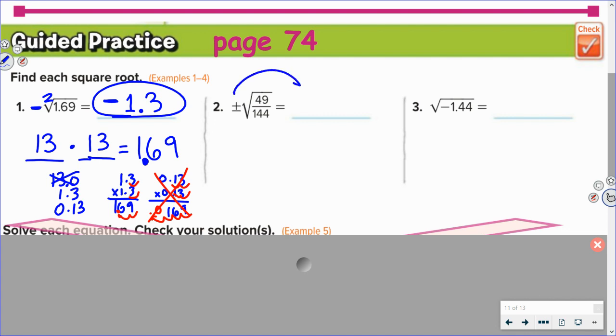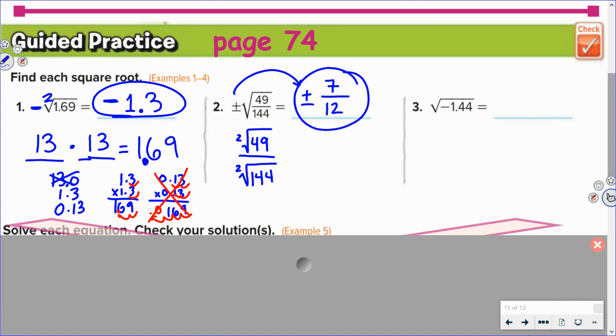For number 2, Mr. Callan said just write that symbol down for now. We'll learn about what that means tomorrow. But remember, please, anytime you have a radical and a fraction inside of it, go ahead and rewrite it. I wish they'd put the 2 there. But at this point, you guys already know. Square root of 49 is 7. Square root of 144 is 12. For a final answer of positive or negative 7/12.